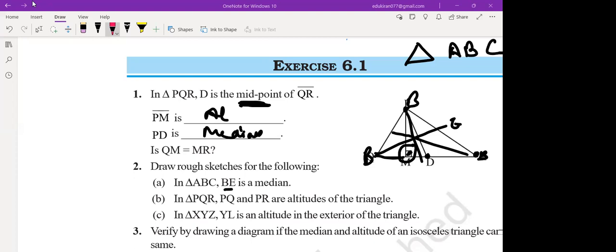Ma'am, we have to write the answer or our answer is already written? You have to think about the answer. Might be this is a wrong question, wrong answer. Okay, ma'am. Ma'am, the diagram, can you scan it up there?